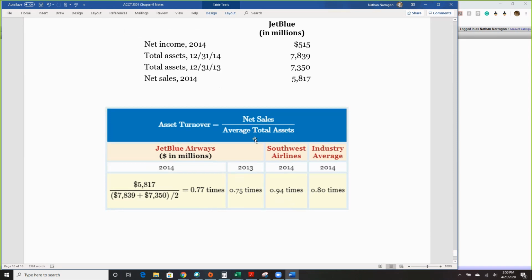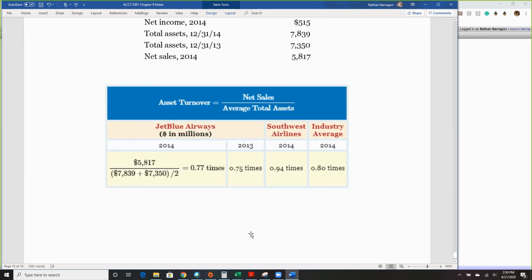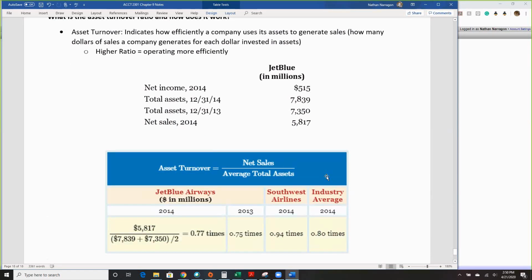But Southwest, a good one that's here in the state of Texas, is doing a lot better. So we're going to have to figure out how to increase to be around Southwest, because that's a competitor. Same thing with industry average. We're still a few ticks below. So JetBlue would have to figure that out. Okay? Again, all I really want you to know is the formula and how to compute. Okay? Alright. So that is going to conclude Chapter 9.